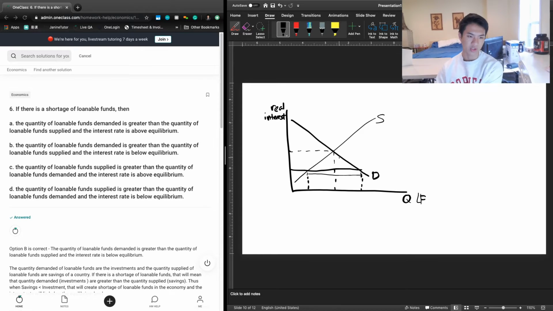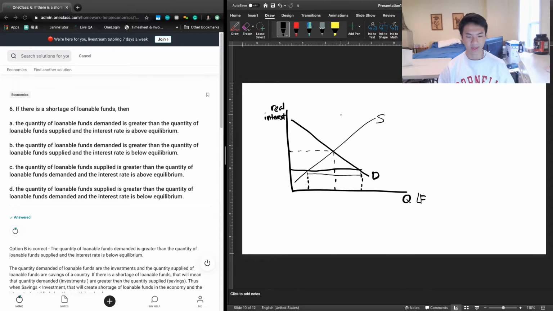Let's just take a look at the other ones to make sure. C says the quantity of loanable funds supplied is greater than the quantity of loanable funds demanded, and so does D, and we know that's not the case. That is what we would call a surplus, which would be up here, right? And that's not something that we deal with. And so again, the idea of a shortage and a surplus in the loanable funds market is the exact same as the idea of a shortage or surplus in a conventional supply and demand market model. And so just understanding that and not getting too scared by the loanable funds market or loanable funds model is going to keep it pretty easy to understand here.